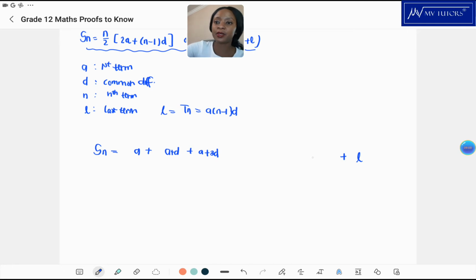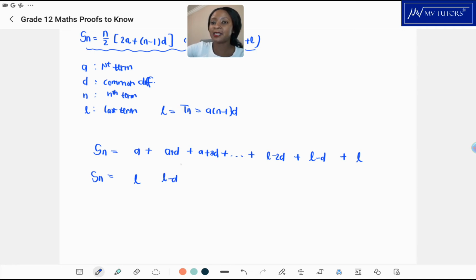l minus d, because if I have my last term and I'm starting from the right going to the left, I have to subtract the common difference. So that's the last term, the second last term, and then the third last term, and then there are terms in between. So now we are going from the smallest to the largest, and on the other side we flip it around, going from the last back to the beginning.